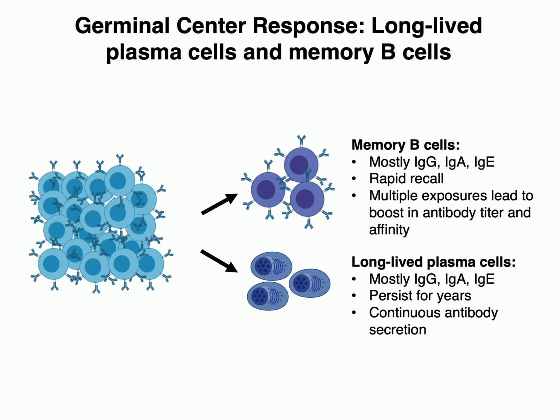And some B cells that get activated within the germinal center differentiate into what are called long-lived plasma cells. These long-lived plasma cells primarily produce IgG, IgA, or IgE, and they can persist for many years and continuously secrete antibodies. That is why you can detect antibodies specific for a given pathogen even years after you've been exposed to that pathogen.